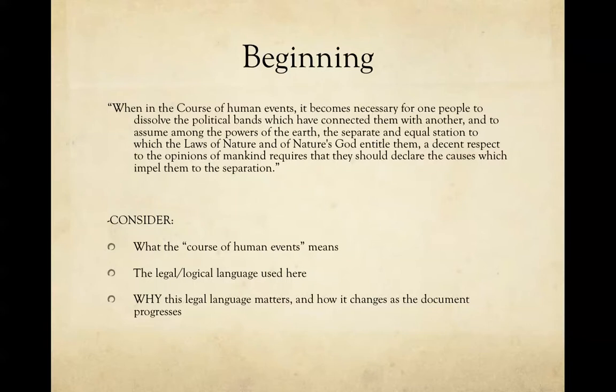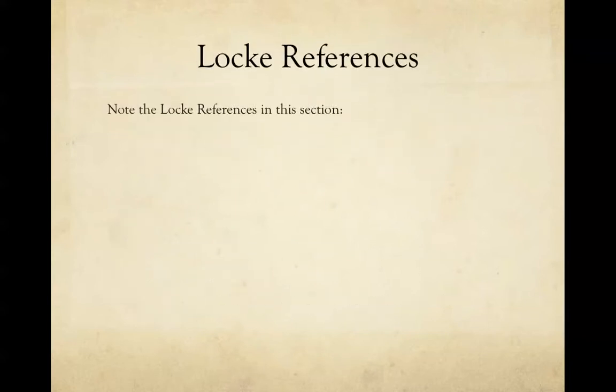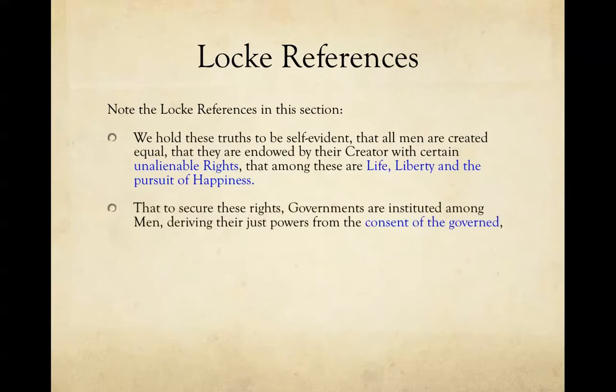It's a language of logic, which is quite interesting when we look at how he calls the laws of nature and nature's God. These are direct references to Enlightenment concepts of deism. Look at the legal and logical language that he uses and how this transitions later in the text to a more emotional language. Think about also why he had to use legal language in this type of declaration.